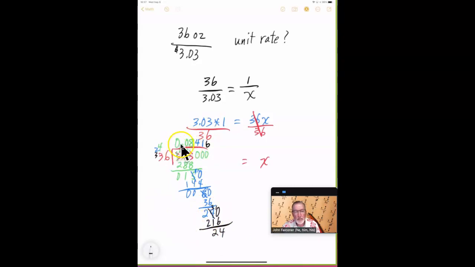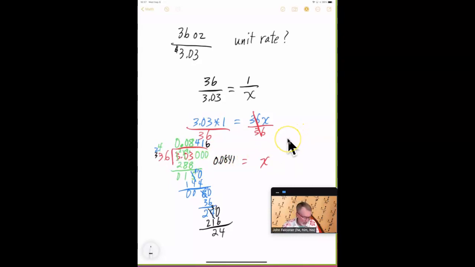So it's going to be 0.084166666. All right, so our answer, preliminary answer, x is equal to 0.0841. I'm going to leave off that last number. And this number is in dollars, so we have to convert this to cents.